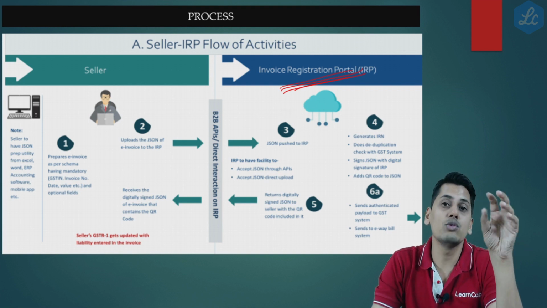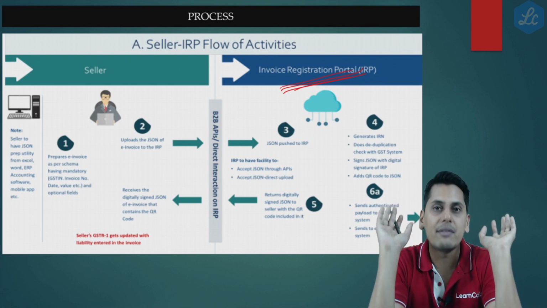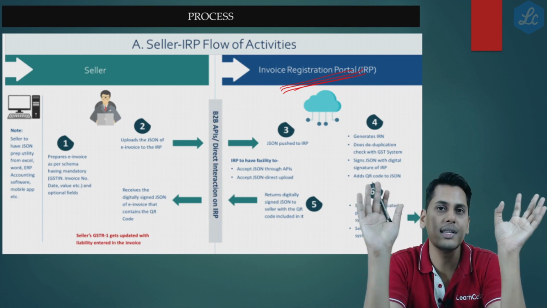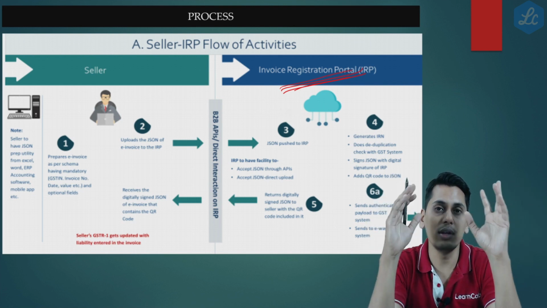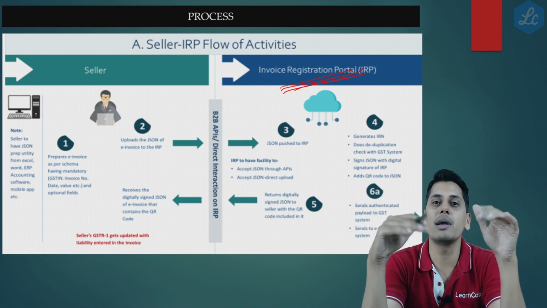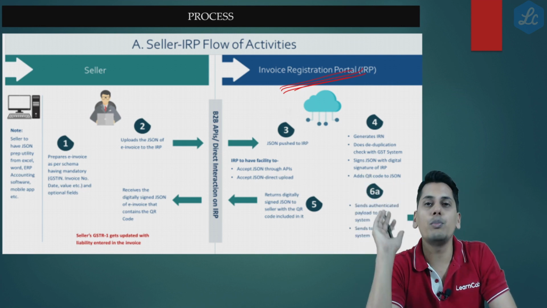The notified person who is supposed to issue an invoice in accordance with rule 48 sub rule 4, in the schema which is available, the standard template which is available, he will punch in the details. The system will accept the details only in the JSON format. So in the JSON format, the details are uploaded. The invoice registration portal would carry out a deduplication check.